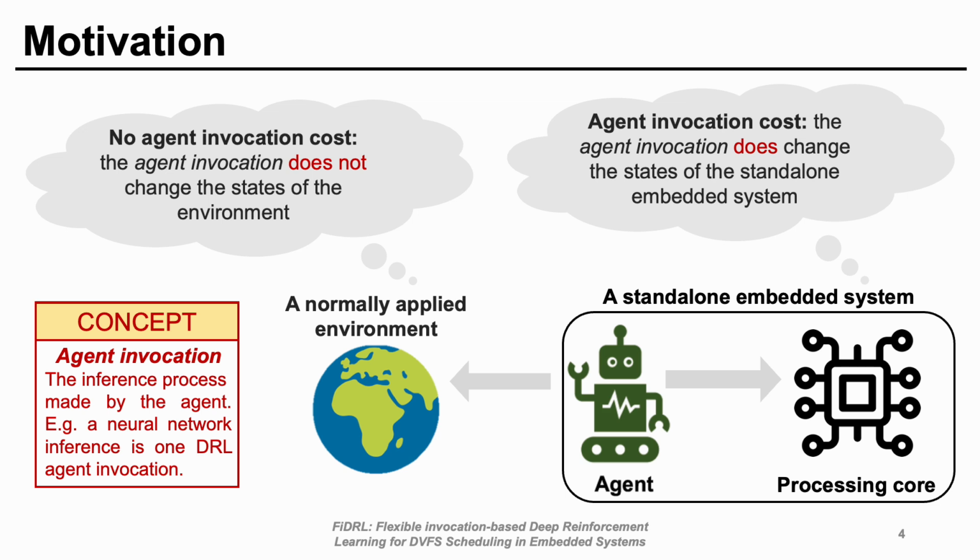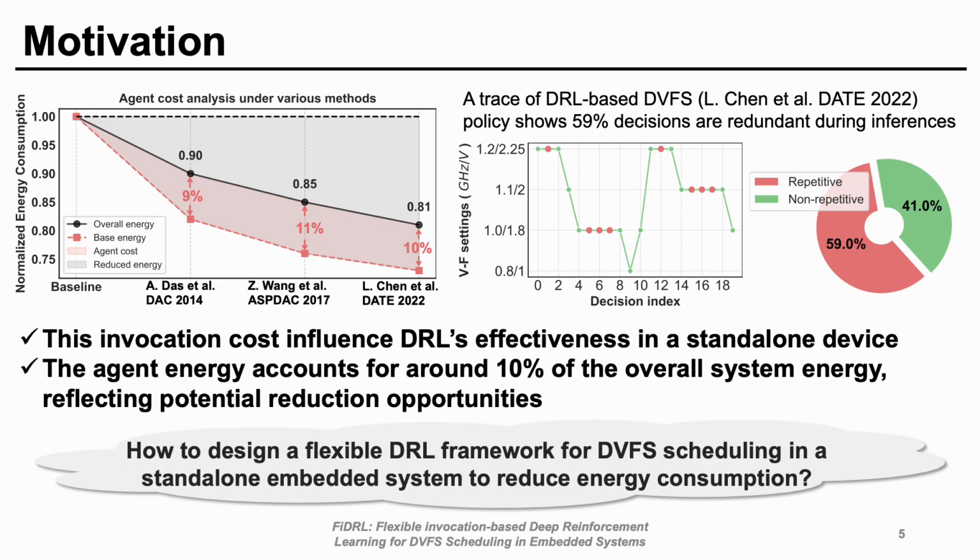So the contradiction and the research gap here is that in a normal applied environment, the agent invocation has no cost, which means it cannot change the state of the environment. Only the action made by the agent causes state transition. However, there exists agent invocation cost in a standalone embedded system, where the agent is a part of the whole system. So the agent invocation can change the state of the whole system. According to this insight, here we provide two motivational examples.